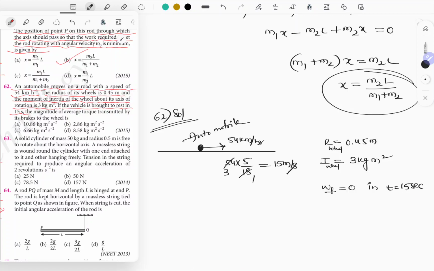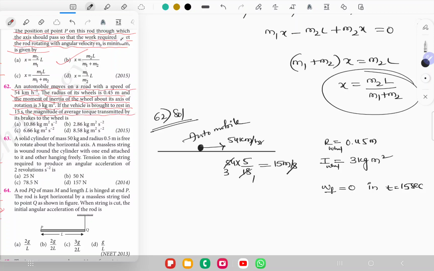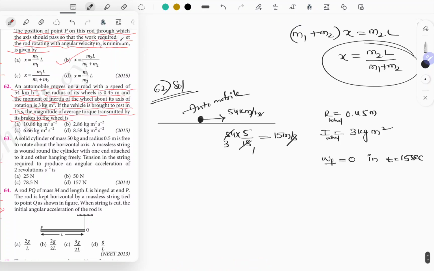What's the question they're asking? The magnitude of the average torque exerted by its brake on the wheels. Super. I need to find out the torque. What's the formula for torque? Torque formula is I into alpha. Do I know the moment of inertia of those wheels? Yes, I know the moment of inertia. Do I know alpha? I don't know alpha. Then I have to find out alpha first, then we can find out the torque.